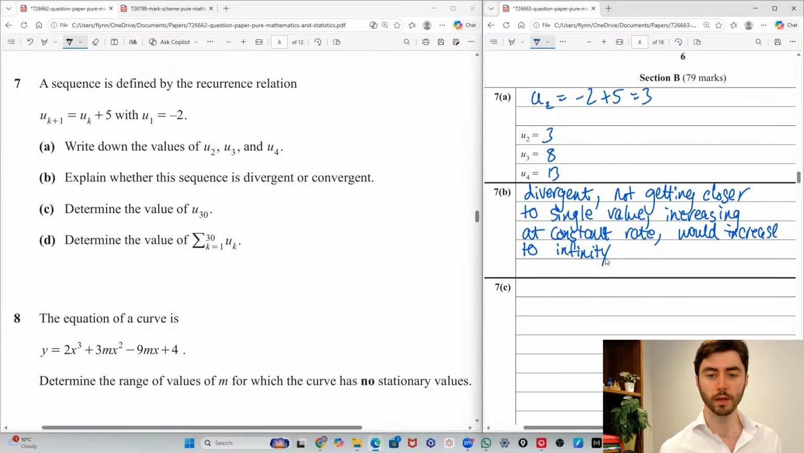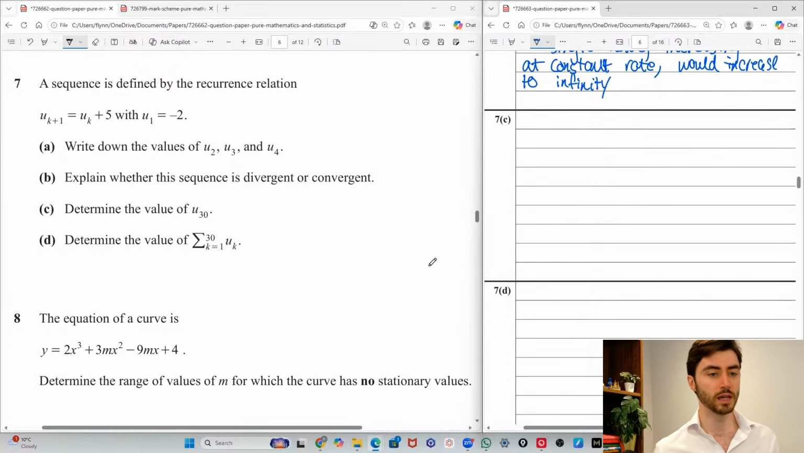Okay. So C, determine the value of U30. Well, I'm just going to convert this into an nth term now. So Un is going to be equal to, well, the common difference is 5, so it would be 5n. And when n equals 1, I should get minus 2, so I have to subtract 7 from that. So that means that U30 would be equal to 150 minus 7, which would be 143.